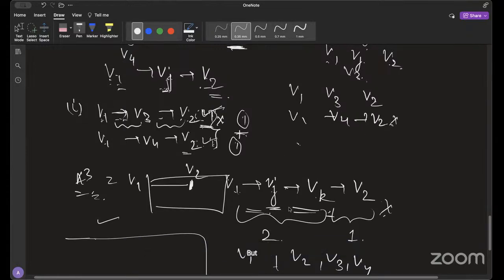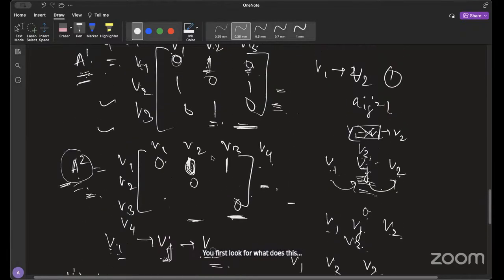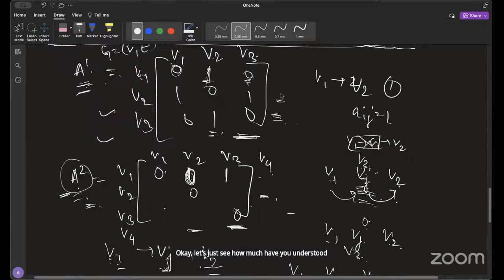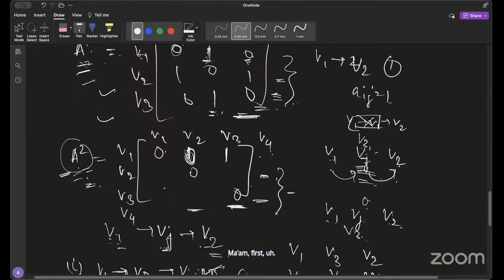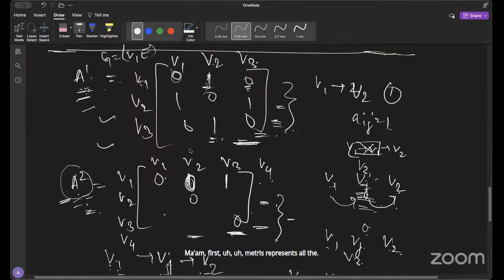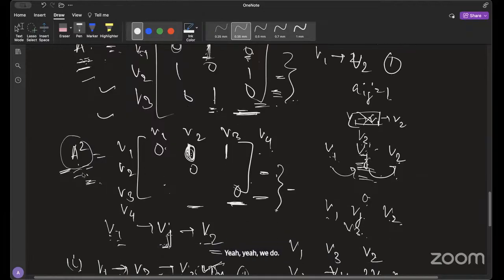But if you were to calculate for, say, a 4-vertex graph, then how you do it is, okay, let's just see how much you have understood. What does this thing represent? I want someone to explain what this represents and then what this represents. Ma'am, the first matrix represents all the edges between v1 and v2, v1 and v3, etc. Yeah, direct edges, right? And then what does this represent?